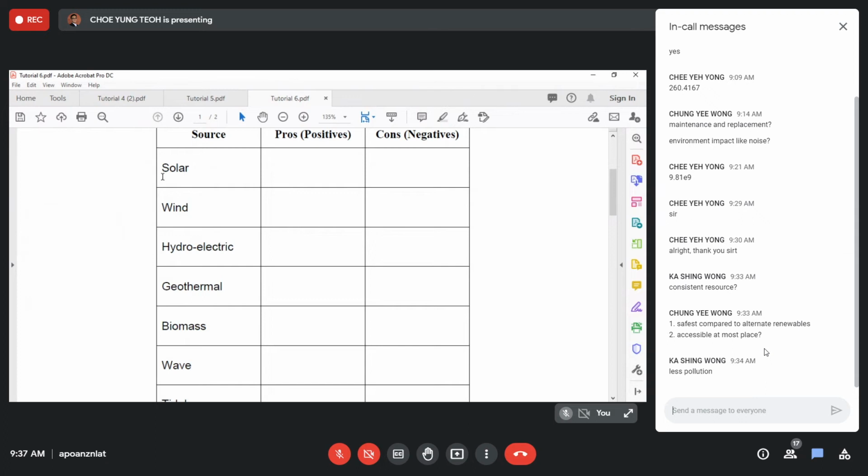Okay, how about disadvantages? Other than reliability, what are the disadvantages of solar energy? Other than reliability, reliability comes from the consistency lah. So because of cloudy day, sunny, raining day, we always do not have a consistent output. What other disadvantages do we have?